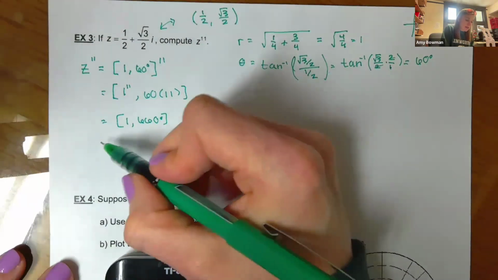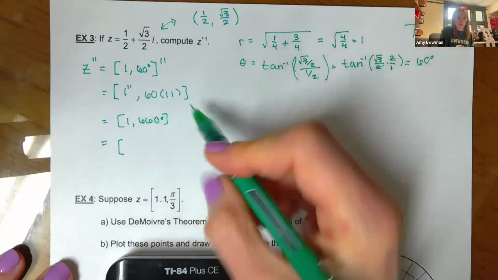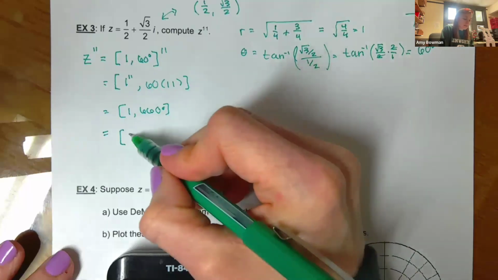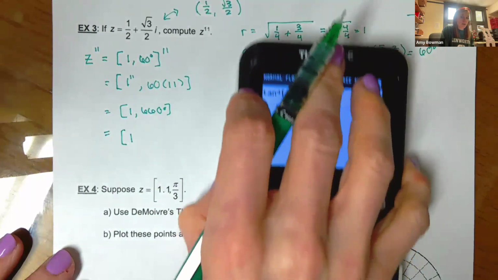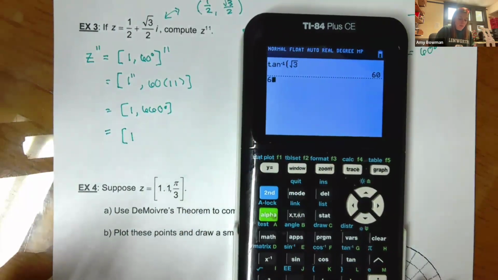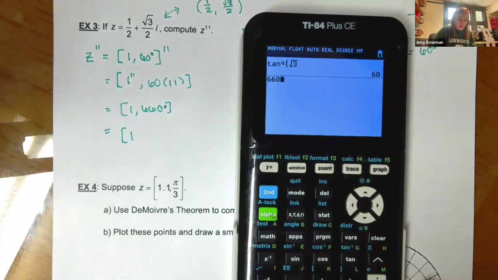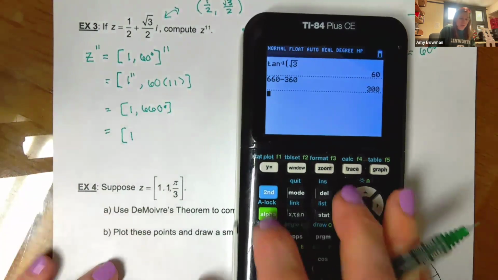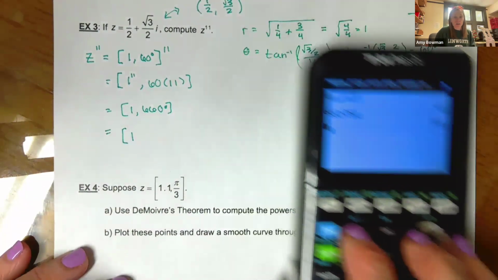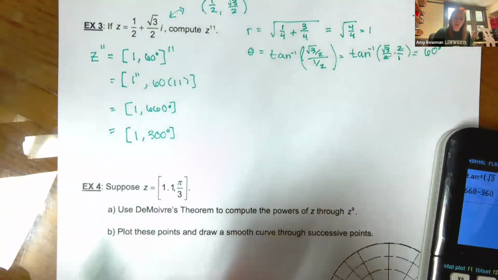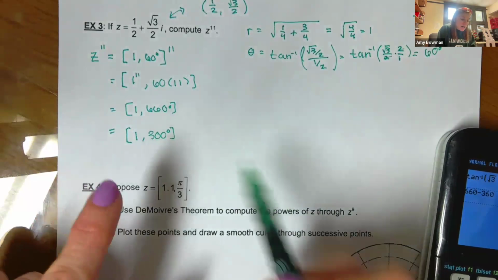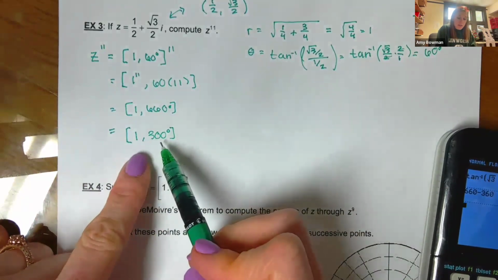Let's simplify that a little bit, just like before with the 1080 degrees. 660 degrees is past 360, so I want to get this back down. So if we just do 660 minus 360, then we get our value between 0 and 360. So we get 300 for that. So here we have z to the 11th.